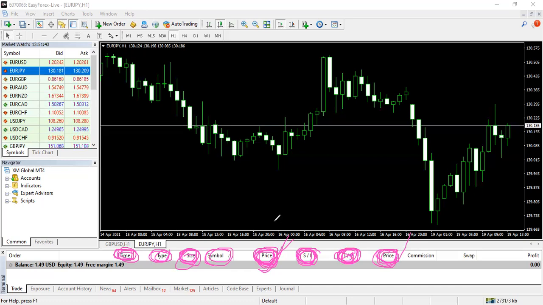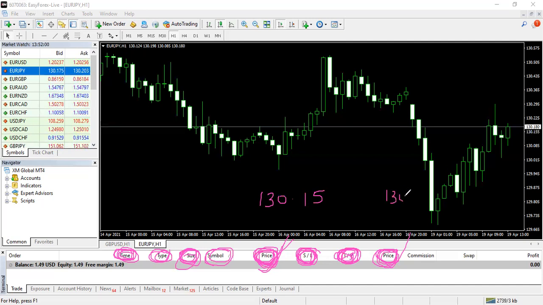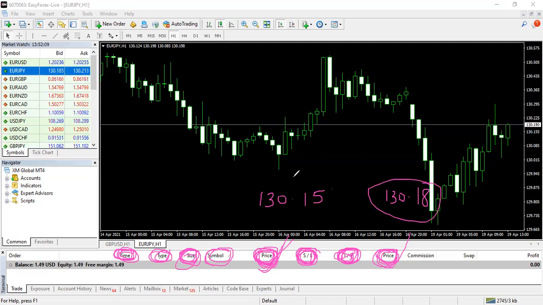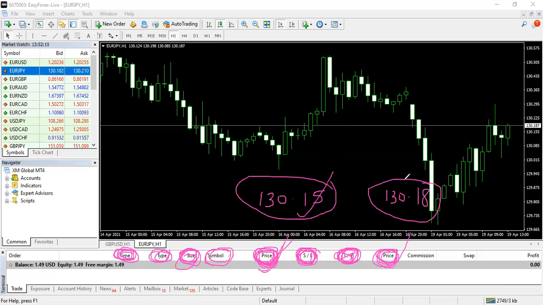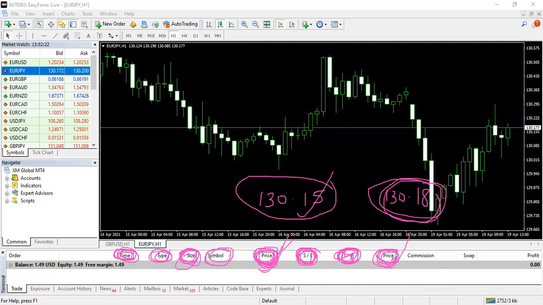So let's say you entered at a price of 130.15. Is that okay? That is the price at which you entered. And now the current price is maybe 130.18. So it means this is the current price of the market, meanwhile you entered at this price. So the first price here is the price at which you entered. The second price is the current price right now, or where the market has reached now. That is what you will see as the second price here.